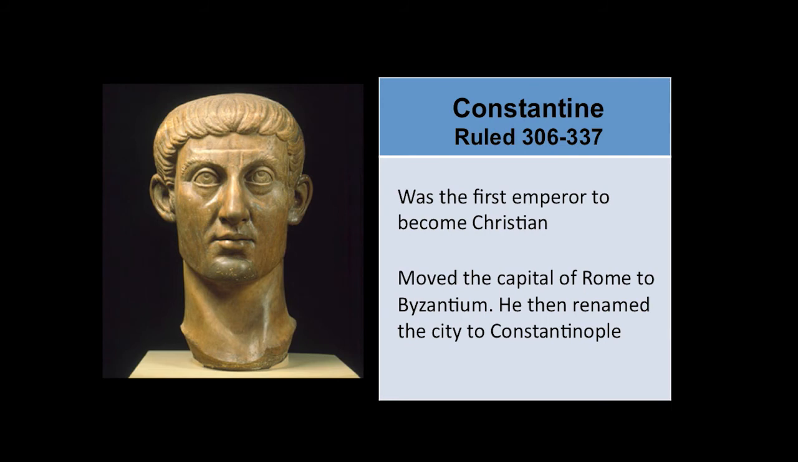Now, there were a couple of emperors who tried to stop this from happening. Constantine was a good one. Constantine ruled from 306 to 337. He's unique because he's going to be the first emperor to become Christian. He actually moved the capital of Rome to Byzantium and then named it after himself, and it became Constantinople.